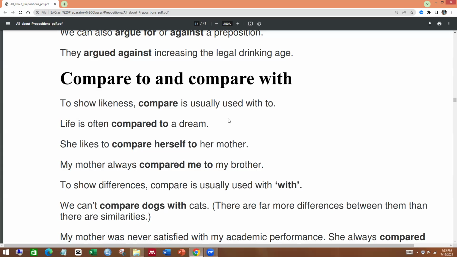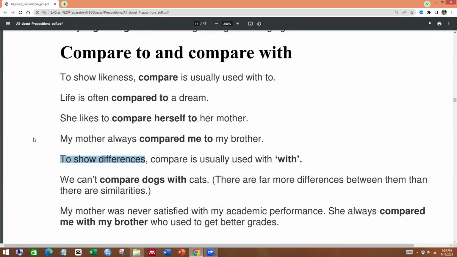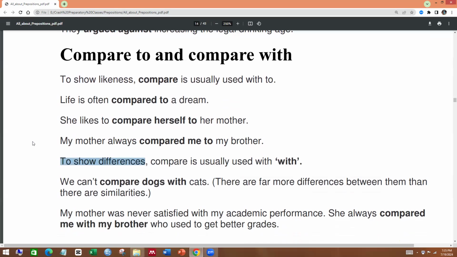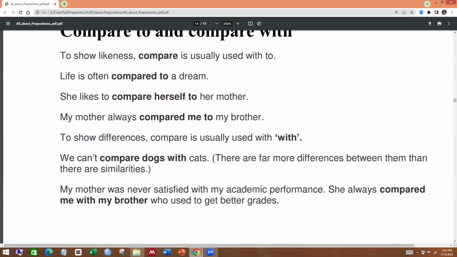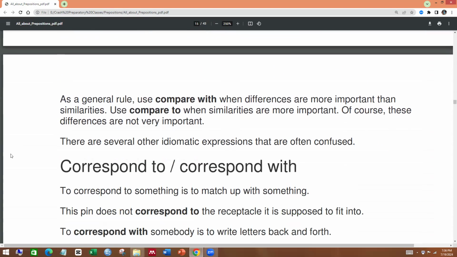To show difference, compare is usually used with with. जब भी कोई फर्क हमें देखना हो तो फिर हम word with use करते हैं, preposition with use करते हैं with compare. We cannot compare dogs with cats. There are far more differences between them than there are similarities. My mother was never satisfied with my academic performance. She always compared me with my brother who used to get better grades. बवास ना करना दो चीजों का, दो इंसानों का.